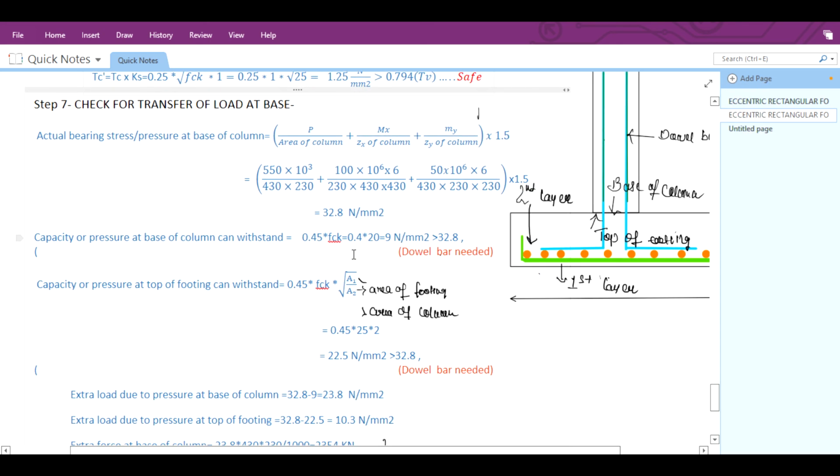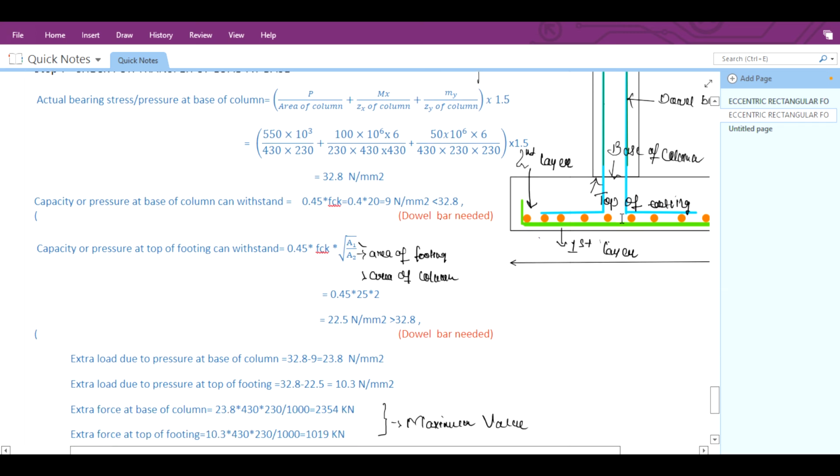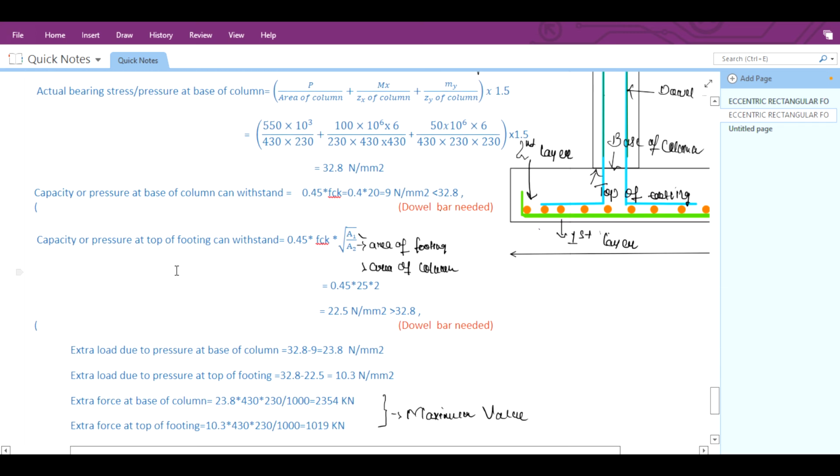So it will come as 0.45 fck, which is 9 Newton per mm square, which is less than 32.8 Newton per mm square, and it should always be greater than that. That's why we have to provide the dowel bars. Okay, so here it is less than, so you have to provide the dowel bars at the base of the column. Similarly, you can check for the capacity or pressure at the top of the footing.